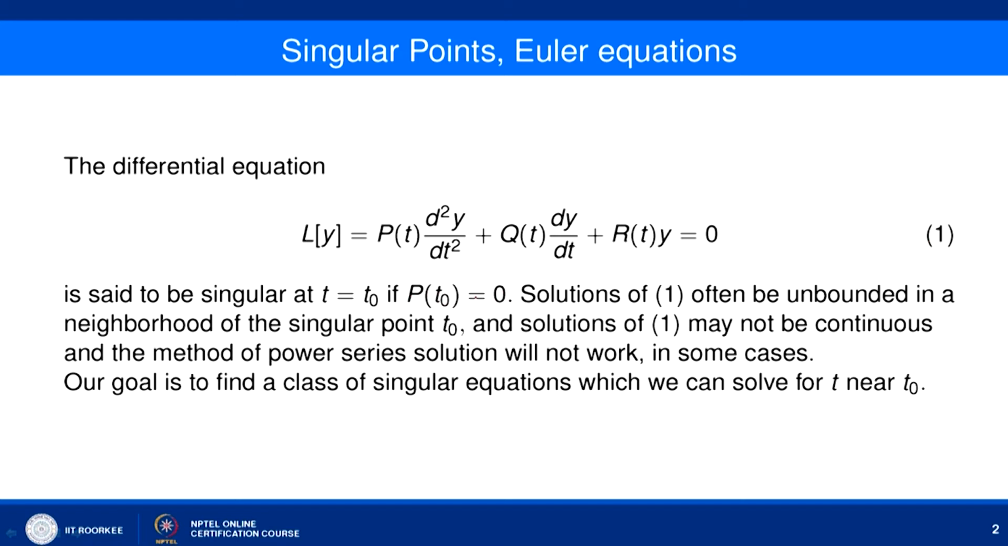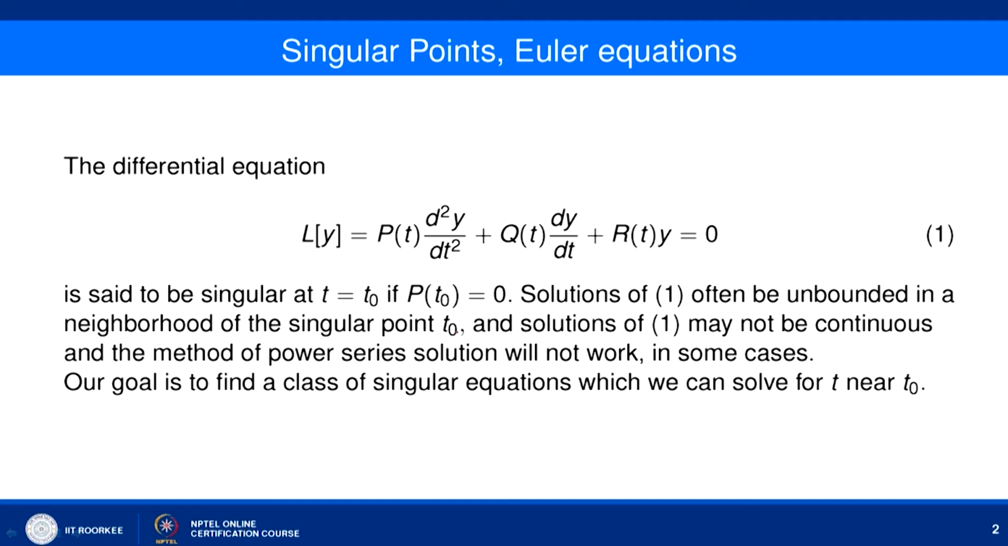If P(t0) is not equal to 0 for t = t0, we say that t0 is an ordinary point of this differential equation. But when P(t0) = 0, we say that the point t = t0 is a singular point of this differential equation, and the solution of 1 can often be unbounded in a neighborhood of the singular point t0.